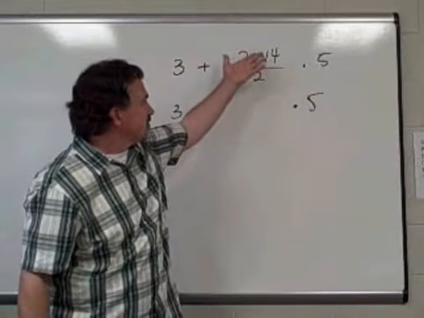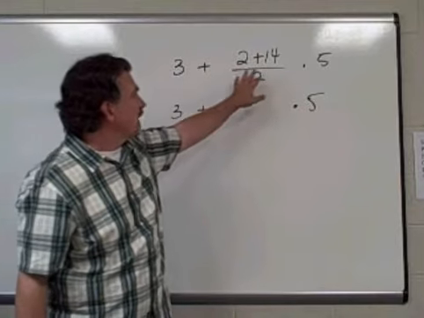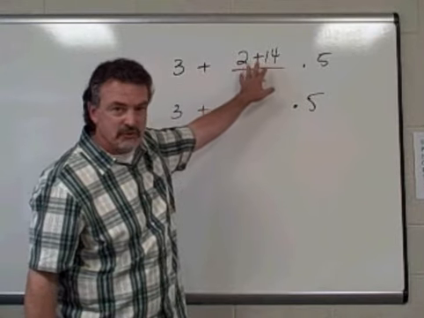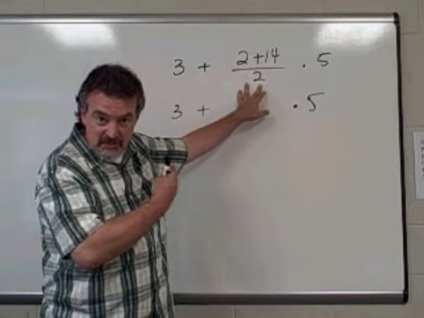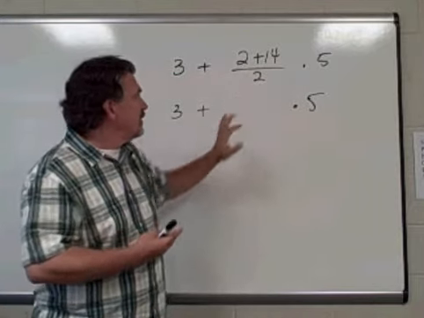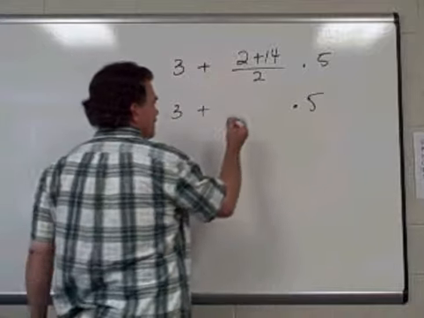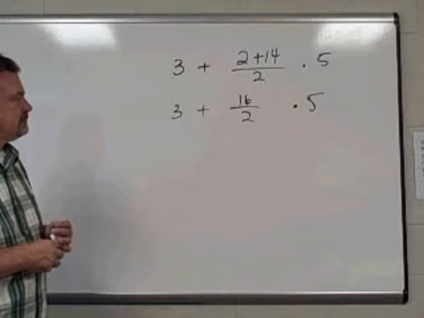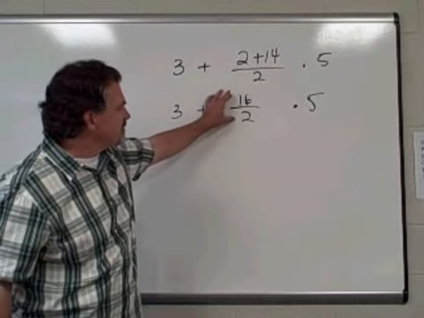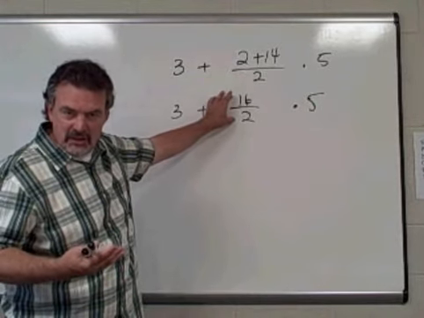Well, looking at this fraction, don't I need to add those two numbers before I can do the division, or simplify the fraction? So 2 plus 14 will give us 16. And now I can simplify that fraction a little further.